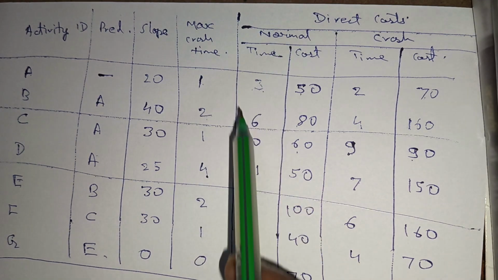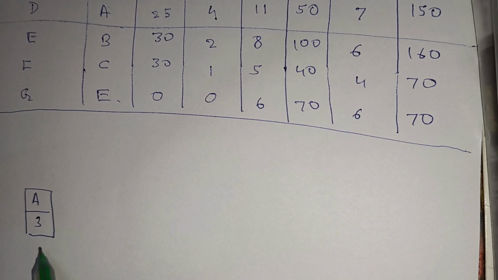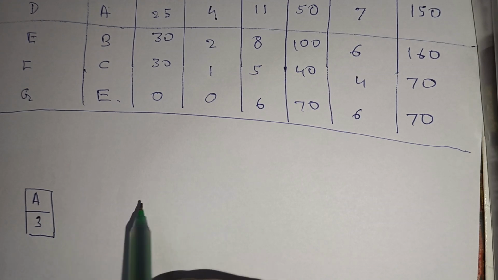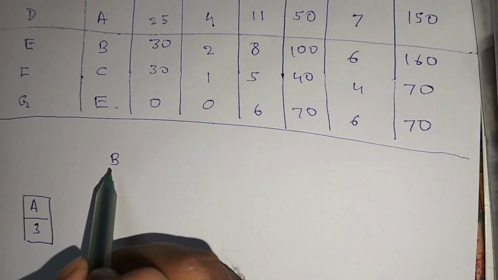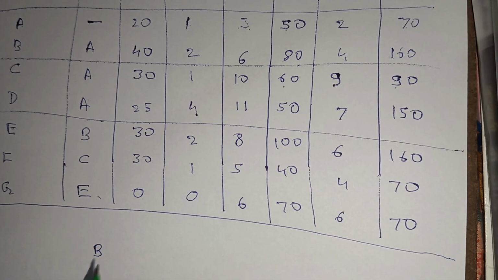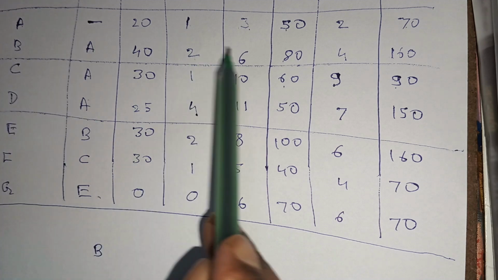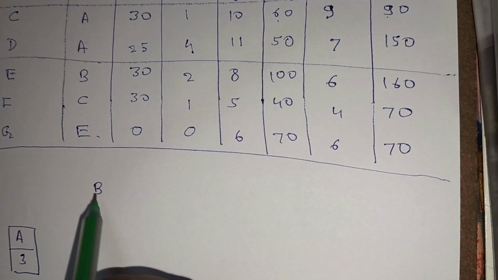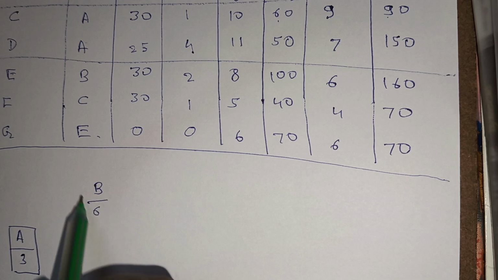Okay, from this we'll take the normal time and cost. So A gets completed in 3 days, so we take it this way. Okay, next we have B. For B, if you look at the table, okay, I'll keep it like this. Fine. So we know B is 6 days. Okay, so from the table, just look at the table and we can make this. B is 6 days.